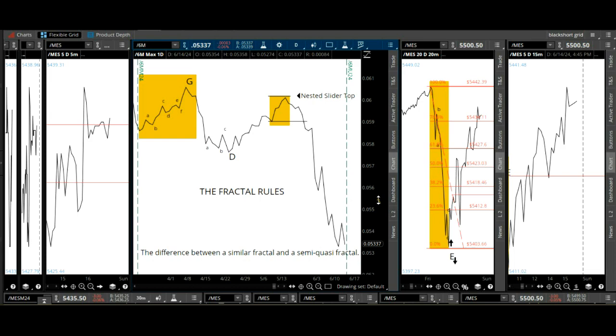Where do you find the fractals? In our library. Number 1. Number 2, Neil on his channel will point out the fractals to you every day, every half hour, every hour. Okay? If you've been with me for a while, you should have them all memorized. Okay? They're complex patterns. At times they're not easy to detect, but with time and patience, you will learn the difference between a similar fractal, like right here, slider.